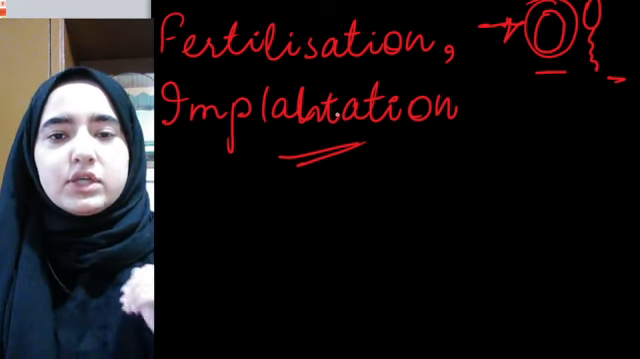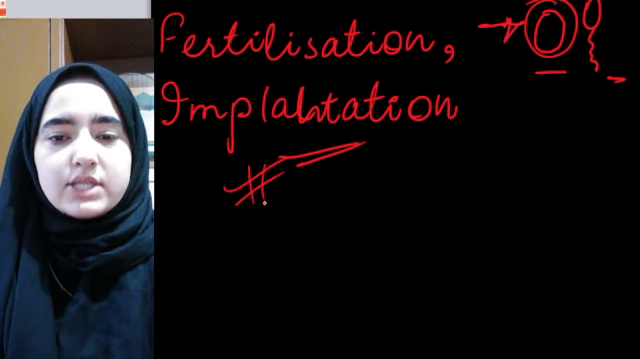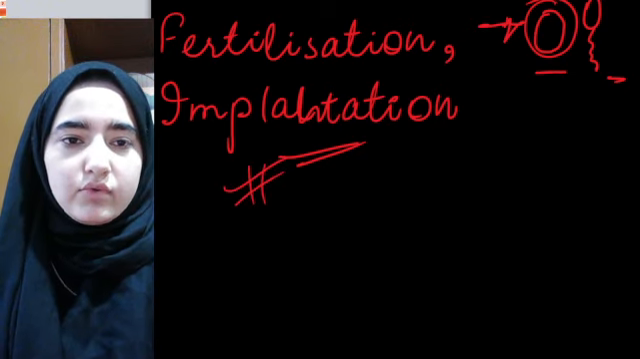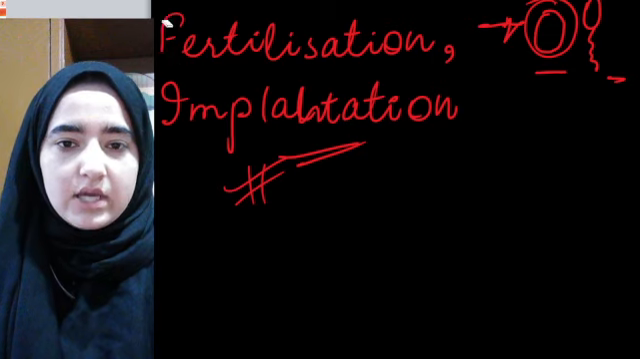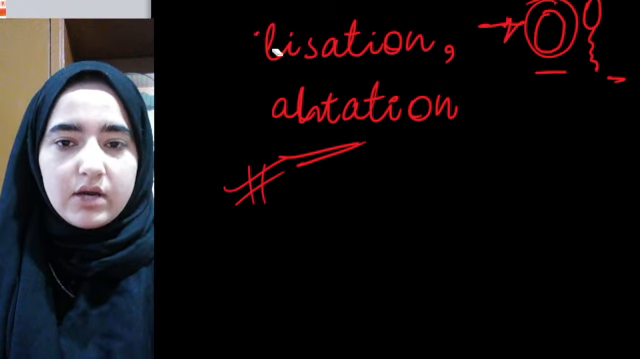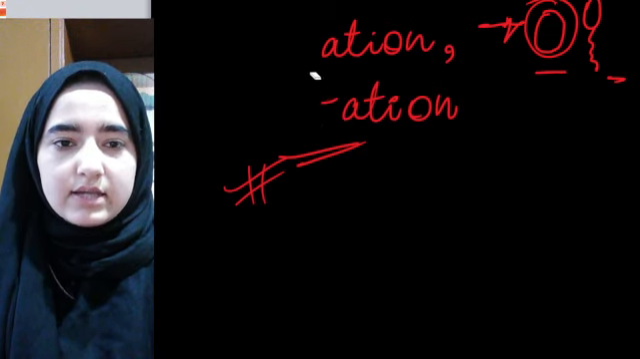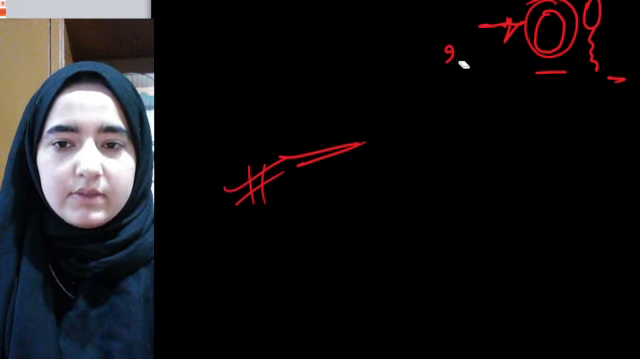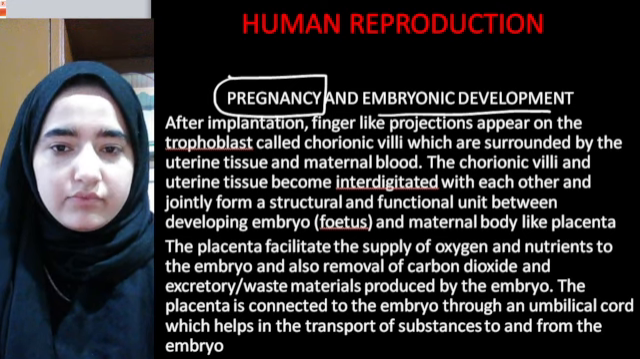If you didn't watch that video yet, go and watch it and come back to watch this video. In this video, we are going to learn about pregnancy and embryonic development, how the embryo is formed. In our previous session, we just saw how the morula and blastocyst are formed and how they get attached to the uterine wall, and so on.